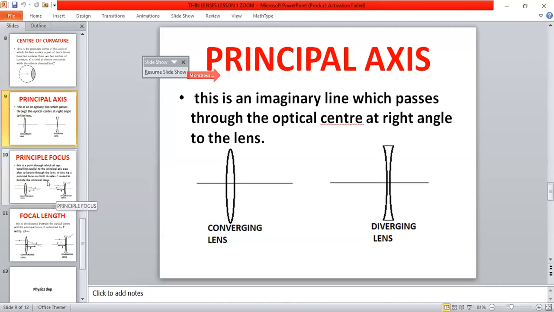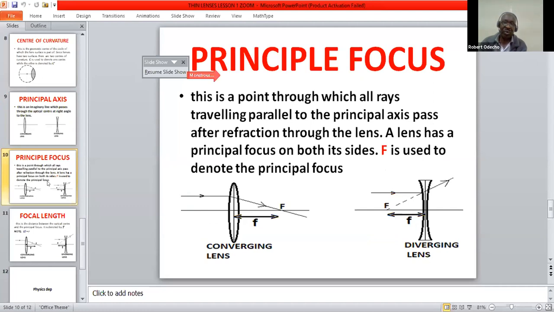Number four, principal focus. Where did we come from? Optical center. Then center of curvature. Then principal axis. And now we are talking of principal focus. In some books, it is called focal point. So this is a point through which all rays traveling parallel to the principal axis pass after refraction through the lens. Okay? You have to be figuring things because we are laying a foundation. So do not forget some key things in the previous example, because I am now incorporating principal axis having been addressed in property number three.